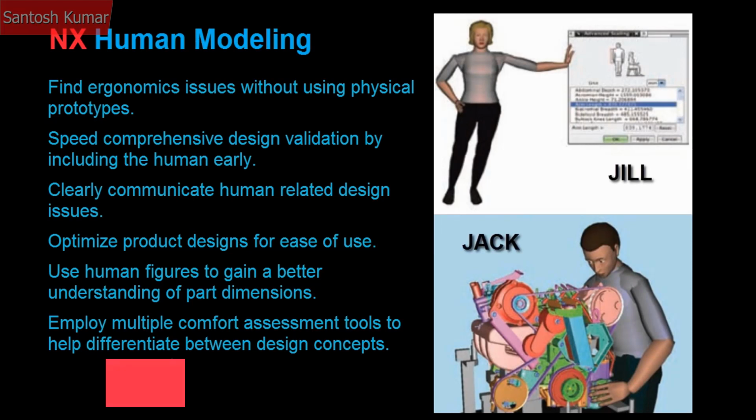NX Human Modelling enables designers to use 3D human models to explore and verify how people of different sizes will interact with their product designs. It is based on Siemens industry-leading Technomatics JAX software. NX Human allows rapid evaluation of fit, clearance and reach issues without leaving the design environment.